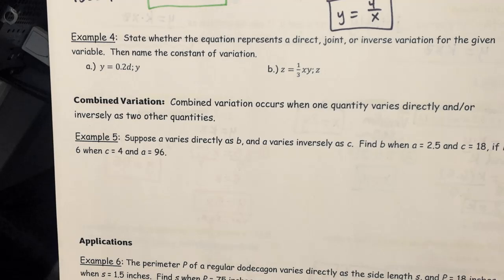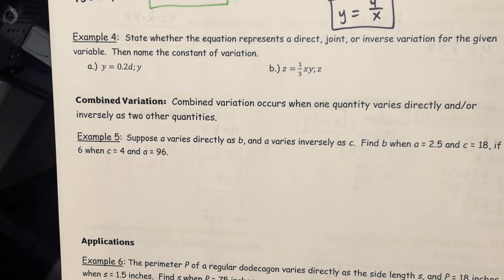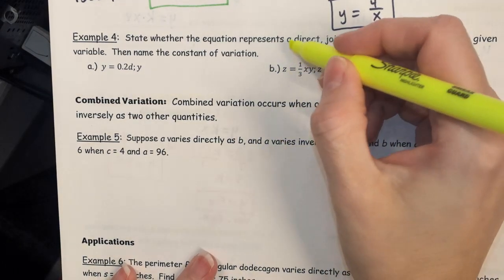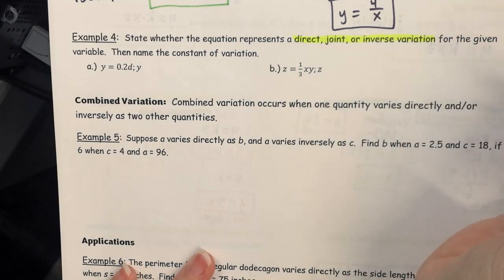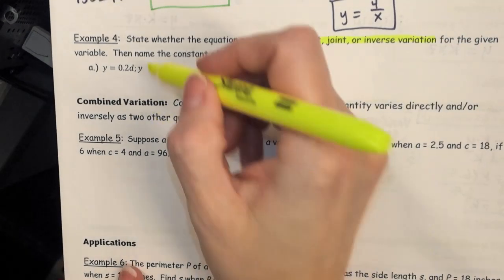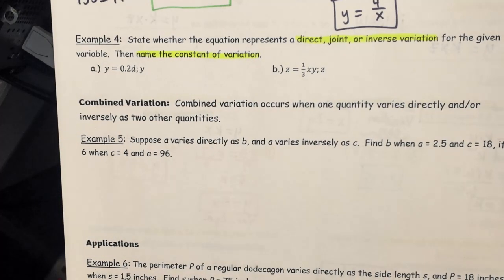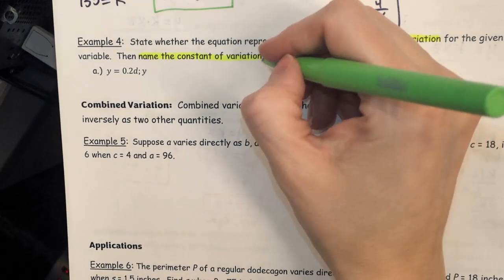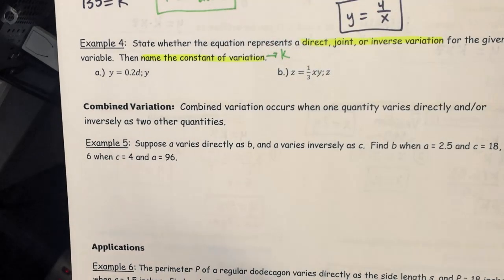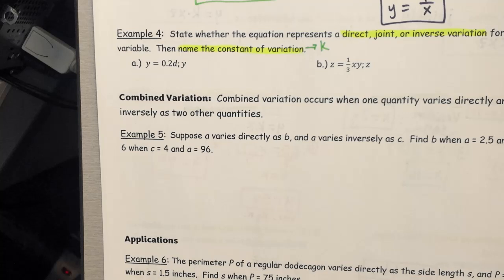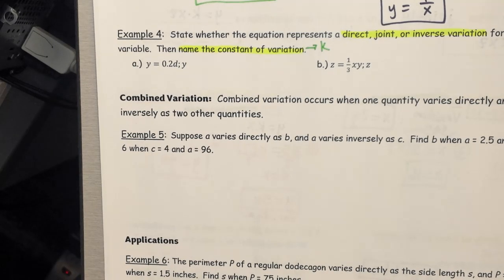All right. Example 4 says, state whether the equation represents a direct, joint, or inverse variation for the given variable. And then you're going to name the constant of variation, which just means you are going to find the k value. Okay, so if it is direct variation, it will be linear. Joint, you have multiple variables, and inverse, you should have division.